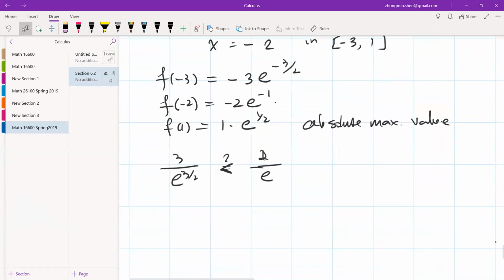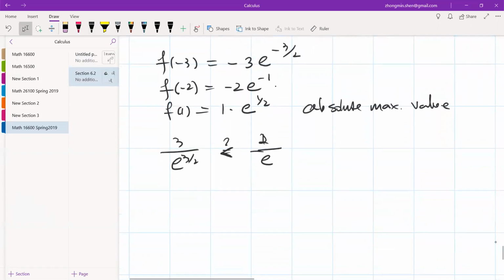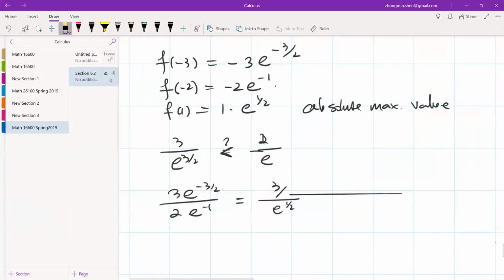So what I'm going to do is just consider the quotient. Okay, I consider the quotient. So here's 3 e to the negative 3 over 2, divided by 2 e to the negative 1. Okay, I'm going to consider that. So after simplifying, if I move this down here, this is e to the 1/2, right? Here's 3 over 2.